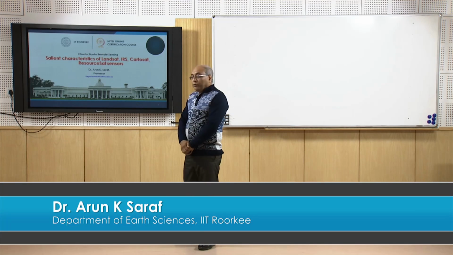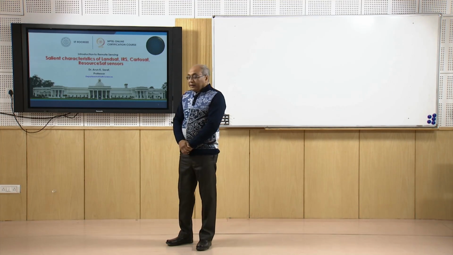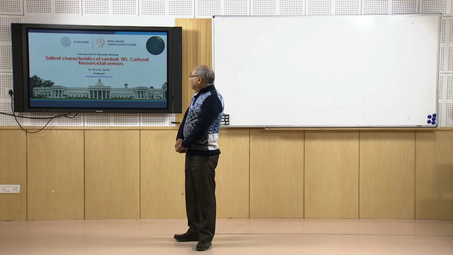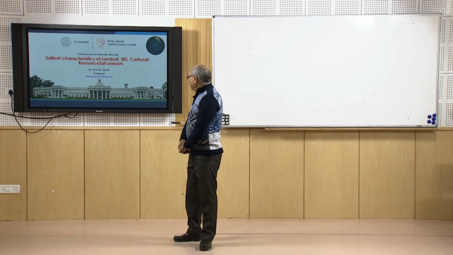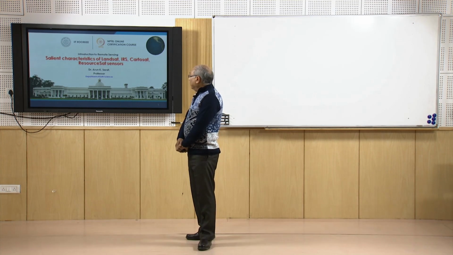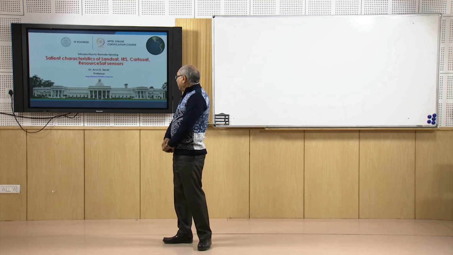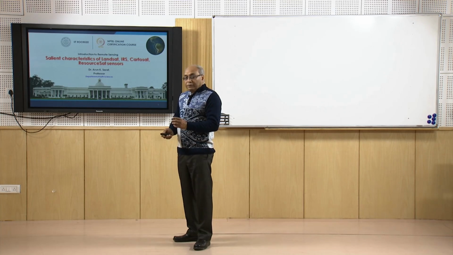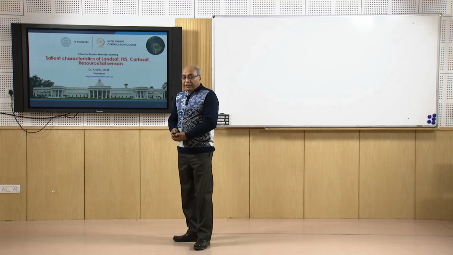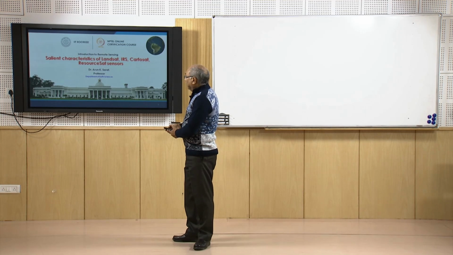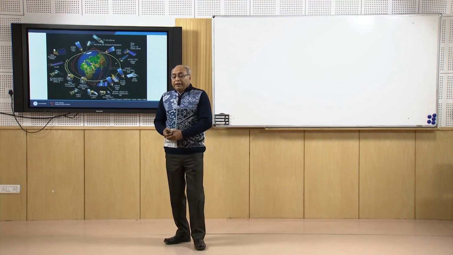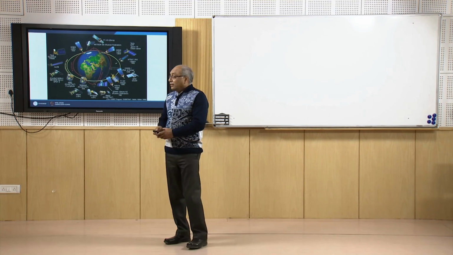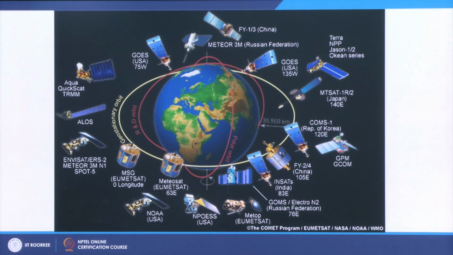In this lecture we are going to discuss in detail the salient characteristics of various satellites, and the most popular one, the Landsat, IRS, our own Indian remote sensing satellites, Cartosat and Resourcesat, and their sensors as well. The focus of this lecture is going to be on the sensors of these satellites. Many of the slides you might have already seen in previous lectures, but here the emphasis is a little different.